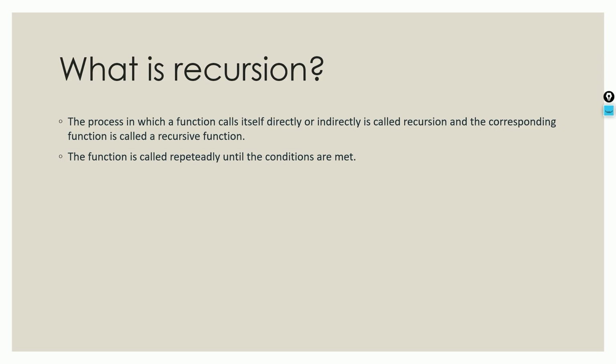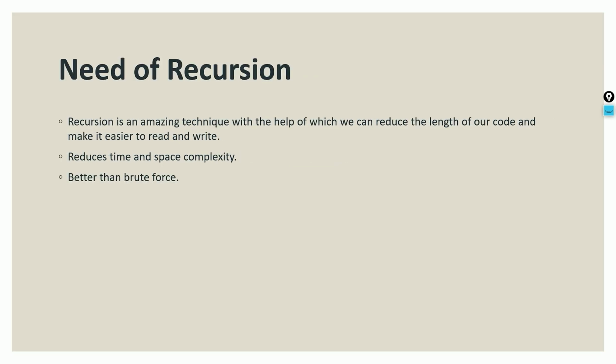The function is called repeatedly until the conditions are met, which means there's a block of code that does not call another function, it calls itself again and again until the conditions are met. Now, the need for recursion. Recursion is an amazing technique with the help of which we can reduce the length of our code and make it easier to read and write, which means that we don't have to write multiple loops, as recursion's main focus is to replace loops, which in turn reduces space and time complexity. It is better than brute force because it makes code more readable.